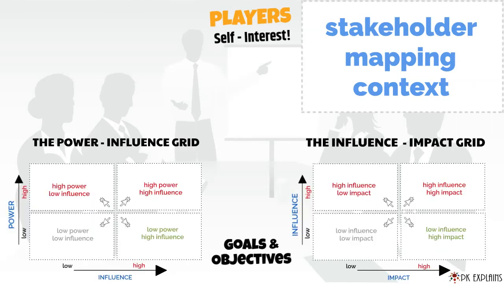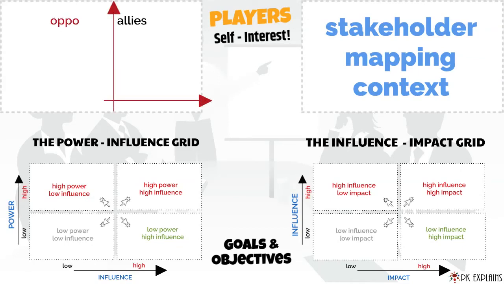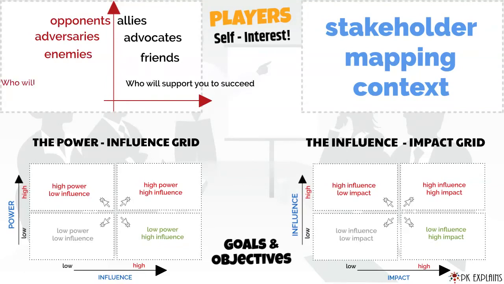So far we have used 2 tools: the power and influence grid, and the influence and impact grid, to map the stakeholders for their power, influence, and impact on the initiative. Being someone who is in the lead and who is responsible for delivering the outcome, you're already aware of the goals and objectives of the initiative. Therefore, keeping goals and objectives in mind, and with the perspective that stakeholders are likely to be self-interest driven, you have to identify the adversaries and advocates, allies and opponents, friends and enemies, those who are your support, and those who are not.